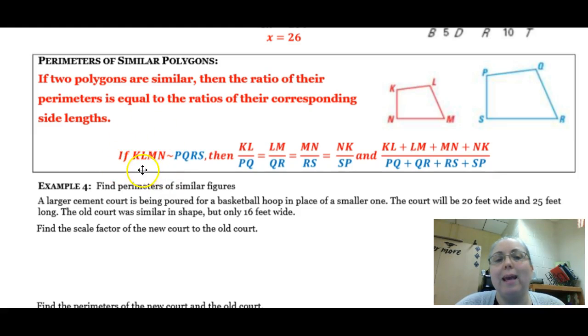So I know that KLMN and PQRS are two similar polygons. So that means all of my corresponding sides are going to have the same ratio. But that also means, if you recall what perimeter means, it's the distance around and you're adding everything up. That means that the distance around KLMN is going to be the same distance around PQRS. So whatever you find is your scale factor between the sides, you can use that for your perimeter as well.